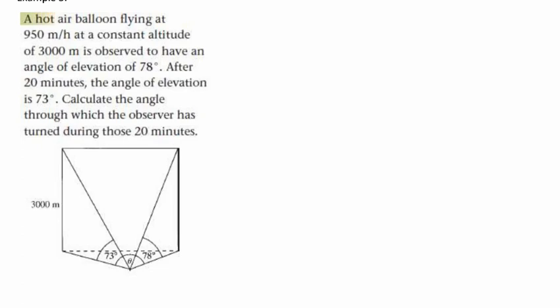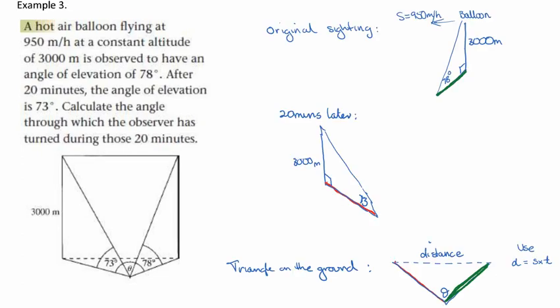So what I'm going to do is isolate 3 key triangles and draw them and put the data on them and then work from there. You can see there that I've started with a triangle from the original sighting. From this position up to the balloon was an angle of 78 degrees. We don't know the distance on the ground directly under the balloon.